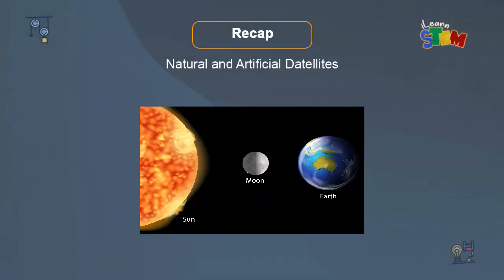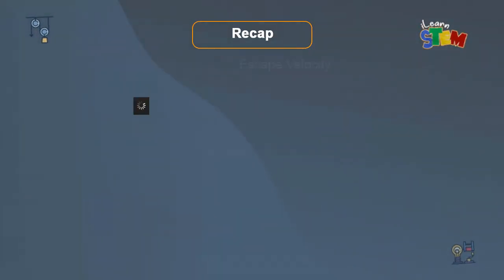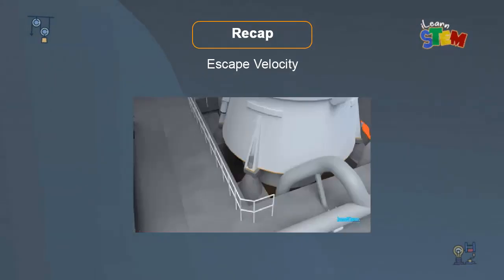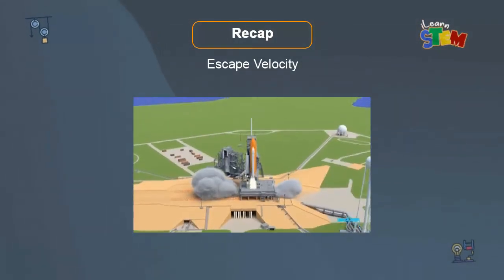In our last class, we discussed natural satellites, such as the moon, and artificial satellites, which are also known as man-made satellites. We also explored the concept of escape velocity, which is the minimum speed required to launch a satellite into space.